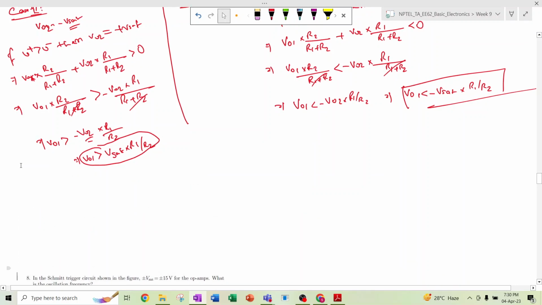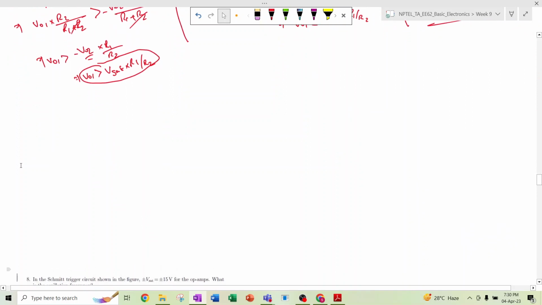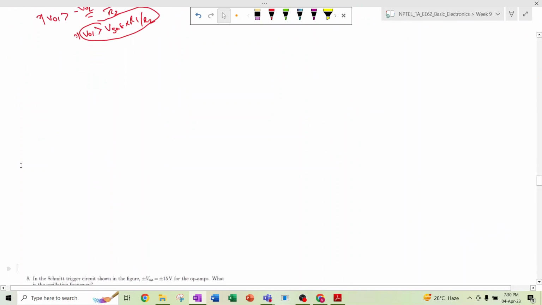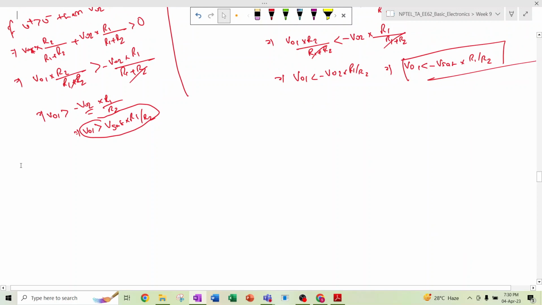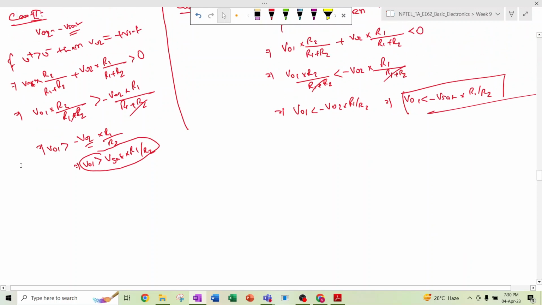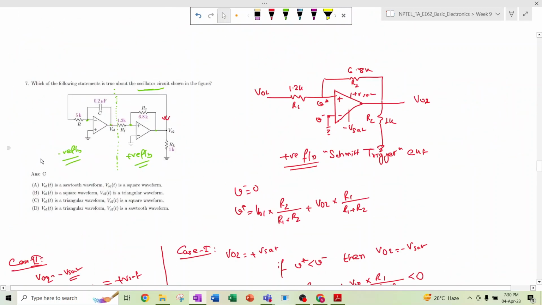So this is the second part of the whole circuit. We have considered only the Schmitt trigger part, that is the positive feedback part. Now we should look into the first part of the circuit. So in the first part of the circuit, how is it given?